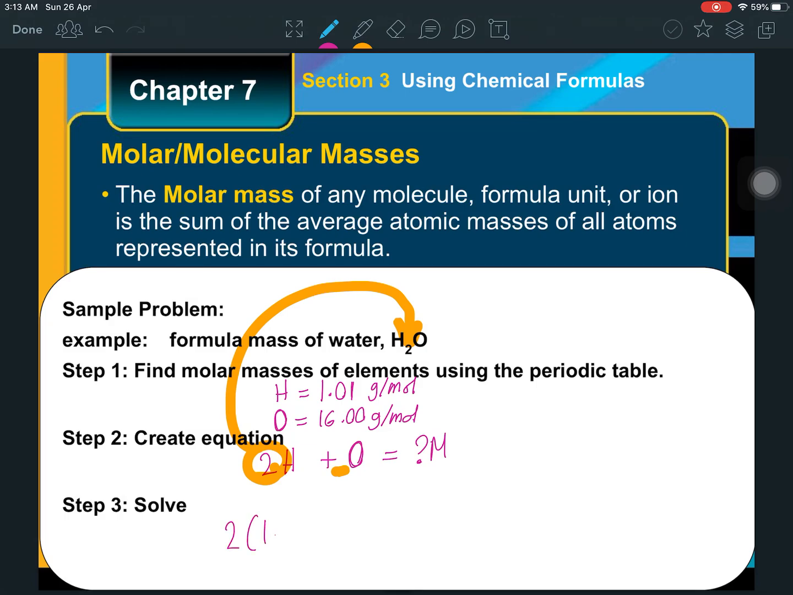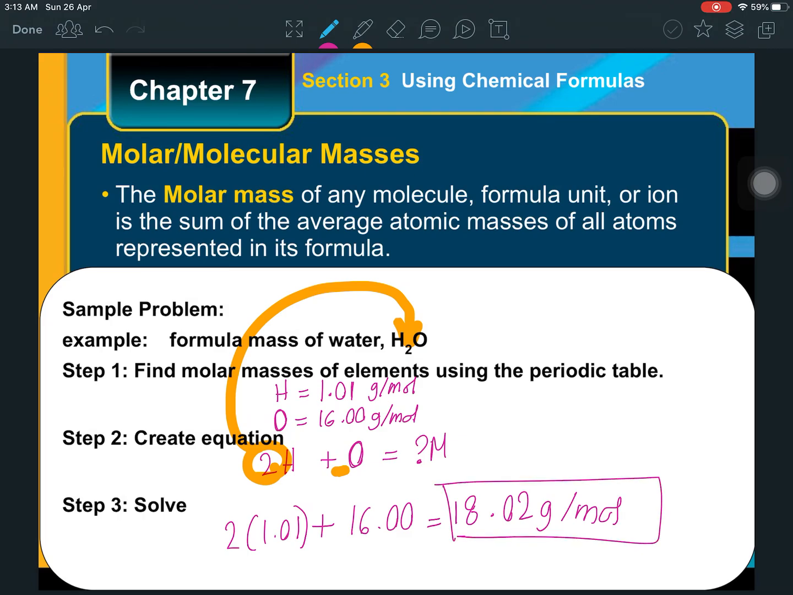So 2 times 1.01, this is the molar mass of hydrogen, plus the molar mass of oxygen, 16.00, is equal to approximately 18.02 grams per mole of water. So by knowing the molar mass of hydrogen and the molar mass of oxygen, we were able to find the molar mass of water, okay?